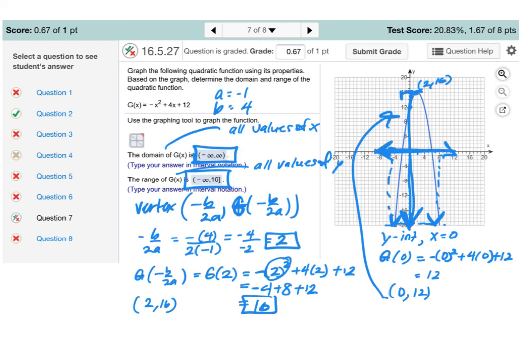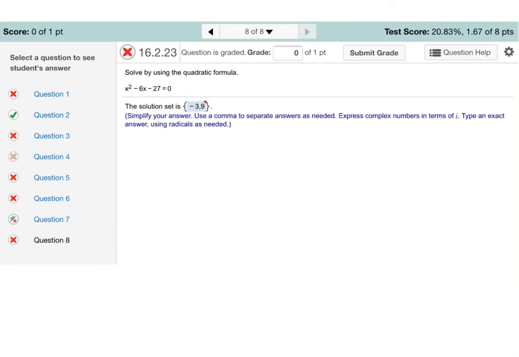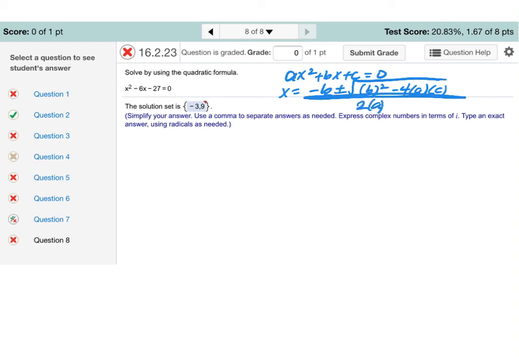Okay, let's look at the last one. Here it says to solve using the quadratic formula. So we already have it in ax squared plus bx plus c equals 0 in general form. And so our values of x are determined by the quadratic formula, negative b plus or minus the square root of b squared minus 4 times a times c, all divided by 2 times a. Okay, so we can say if it's in this form, then the solutions for x are determined by the quadratic formula.